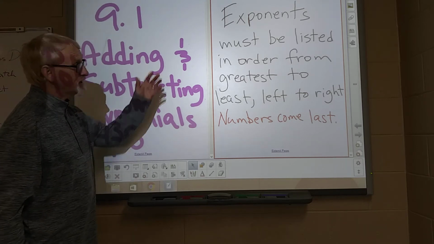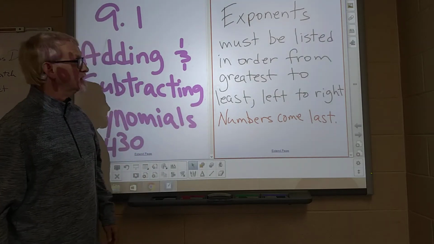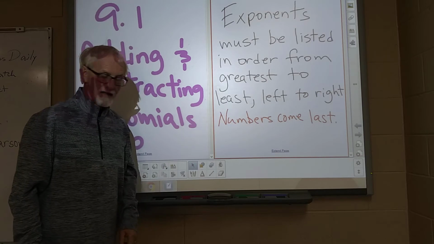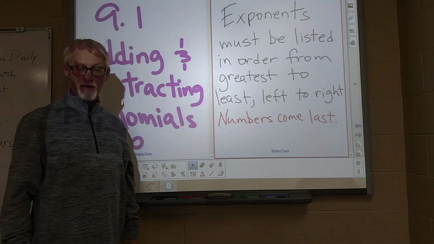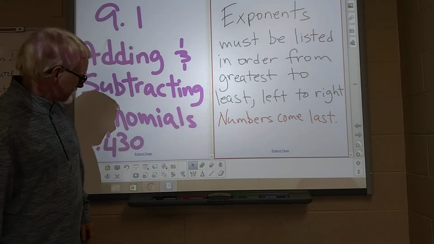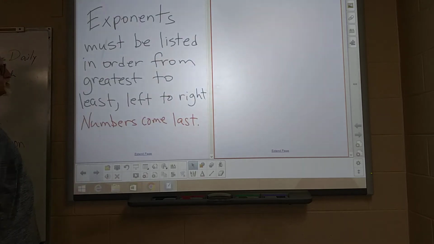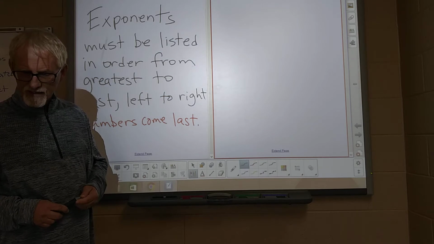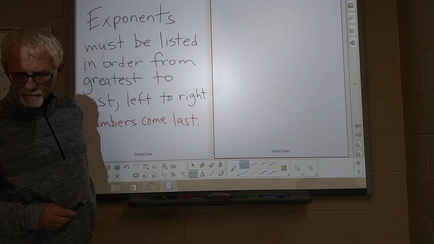A note today: exponents must be listed in order from greatest to least, left to right, and your numbers or units will come last. So we'll start the guided practice on page 430, and we'll start with number 6. It says write each polynomial in standard form.